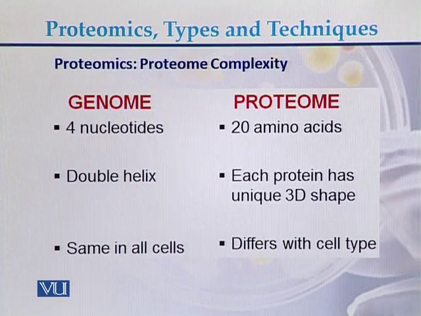If we compare the genome and the proteome, in the case of the genome, there are 4 nucleotides. It is a double helix and the same in all cells of an organism. On the other hand, the proteome is made up of 20 amino acids. Each protein has a unique 3D shape, and the amount of each protein differs in different cells of the same individual. So this is the difference between the genome and the proteome.